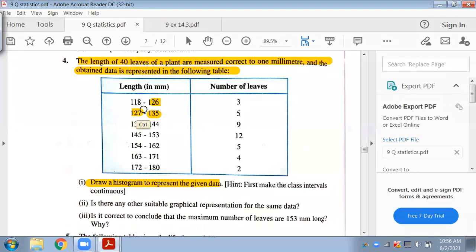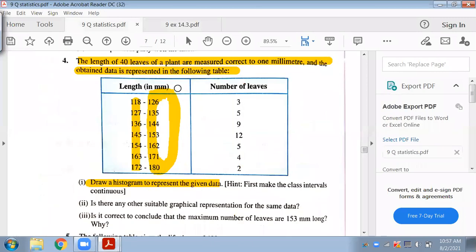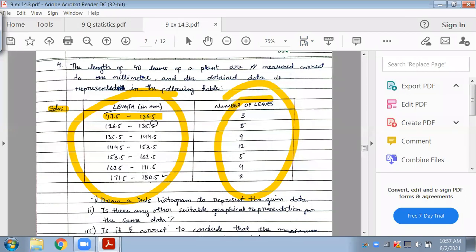So what you're going to do is, the starting of the class is known as the lower limit. With all the lower limits, we're going to subtract 0.5. The ending of the class is called the upper limit. With the upper limit, we are going to add 0.5. So from 118, if you subtract 0.5, it will become 117.5. It is 117.5 to 126. The upper limit is 126, so we add 0.5, and it will become 126.5.